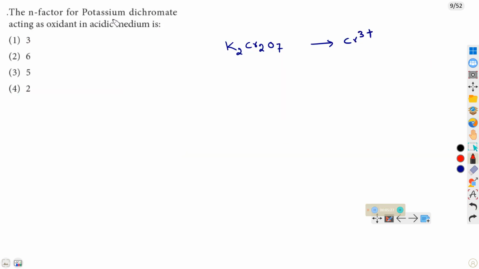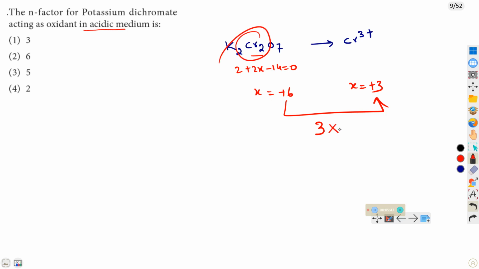The N factor for potassium dichromate acting as oxidant in acidic medium. Calculate 2 plus 2x minus 14 is equal to 0. X is equal to plus 6. Here x is equal to plus 3. Oxidation number difference is 3. How many chromium atoms? 2 chromium atoms. Multiply with 2. 3 2s are 6.